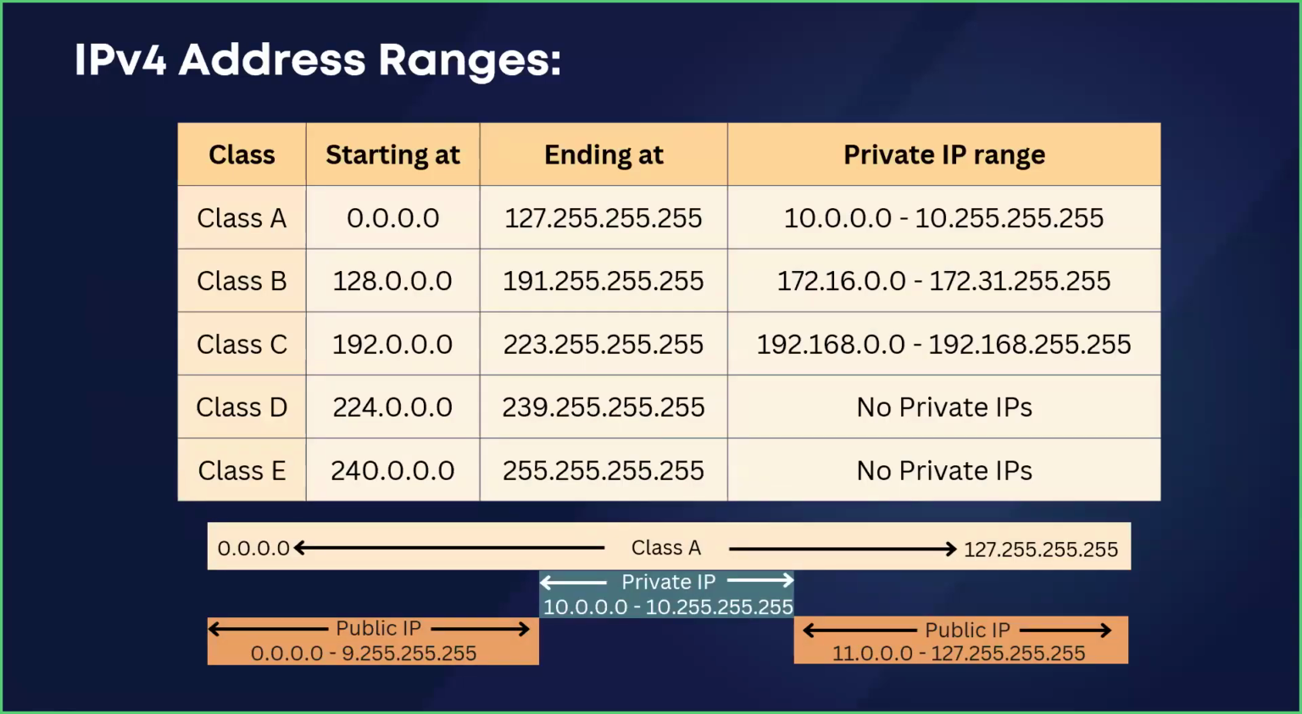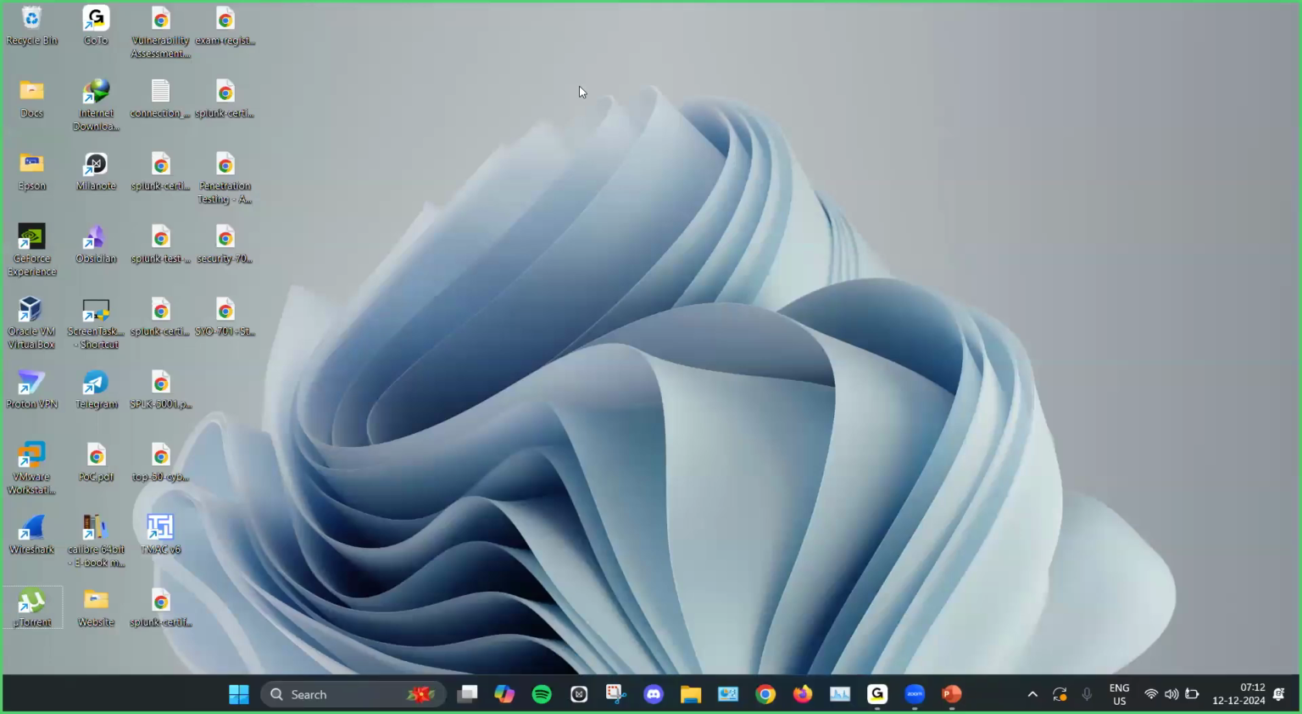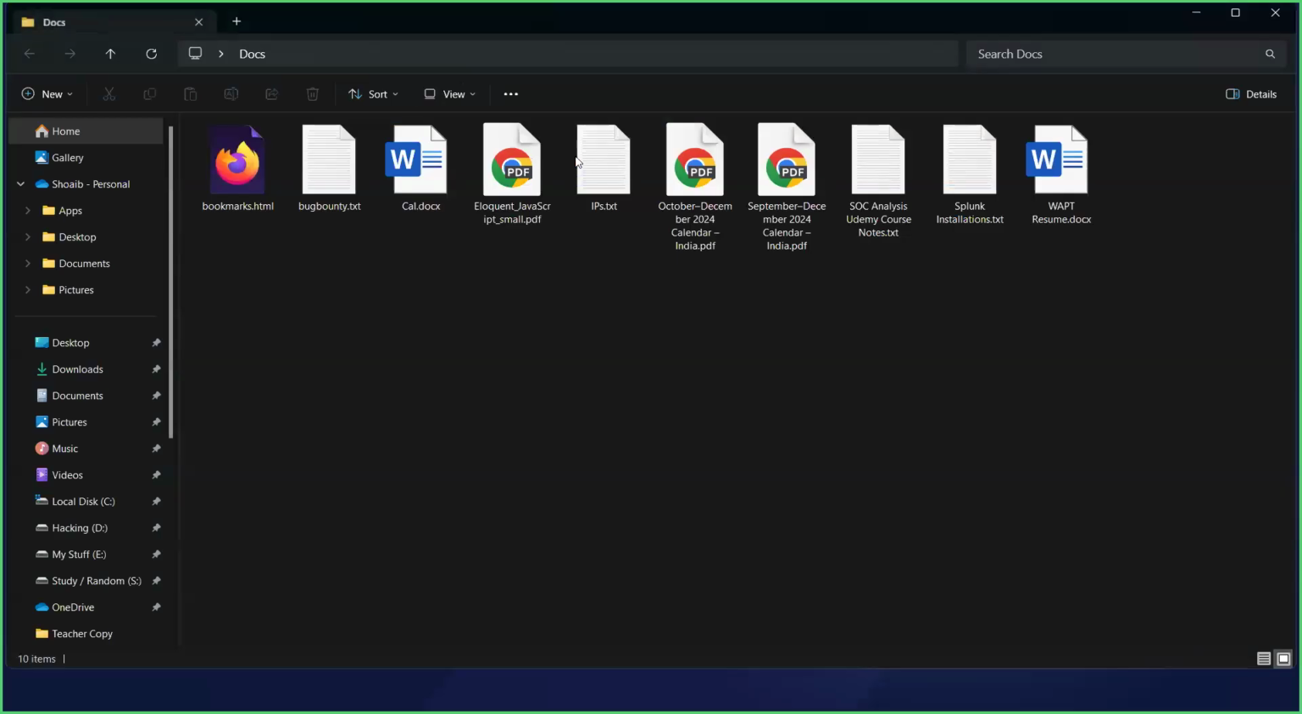Now I'll do a small exercise on those same ranges. I'll write down some random IPs and I want you to tell me which IP belongs to which class and whether it's a public or a private IP by looking at this table here. Okay. So let me quickly write down some IPs first. Just give me a second.